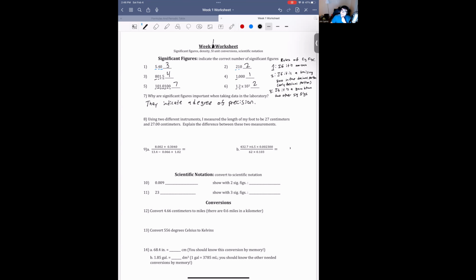Now, we're going to go to the next question here, which will make more sense with number 7, with our answer. So it says, using 2 different instruments, I measured the length of my foot to be 27 centimeters and 27.00 centimeters. Explain the difference between the 2 measurements. 27.00 centimeters is more precise than 27 centimeters.